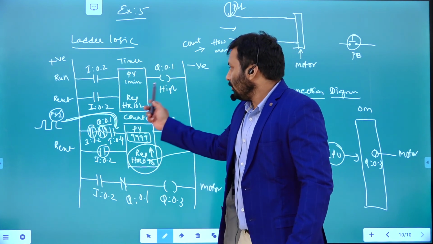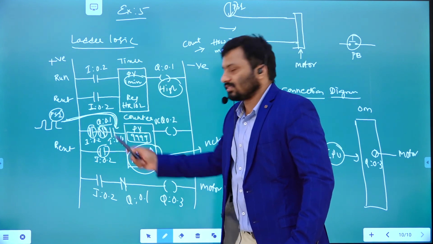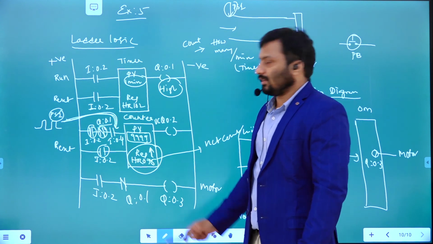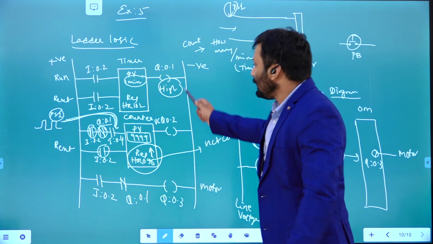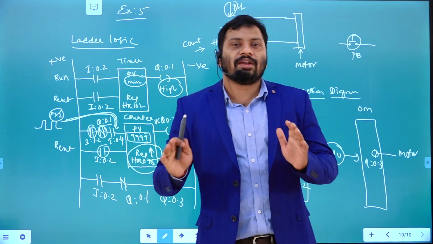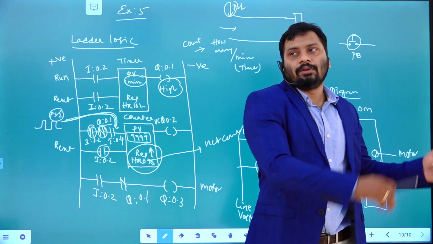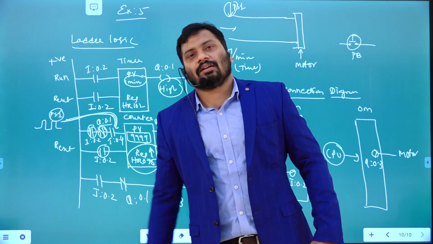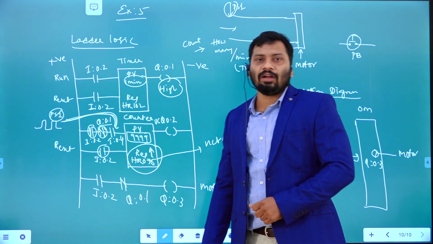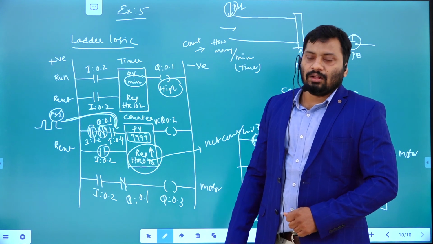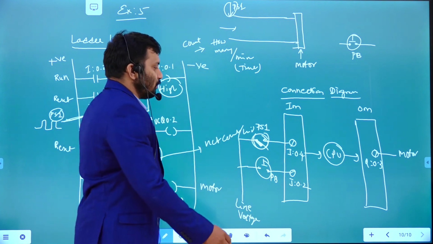Whenever this is high, that means after 1 minute the timer output is high, this is disconnected. By that time, whatever value is present in this counter is the count in 1 minute. This is the way you write logic to find the rate of devices, bottles, or students entering a room, or any similar application. This is another application of timer and counter. Like this we have seen many examples.